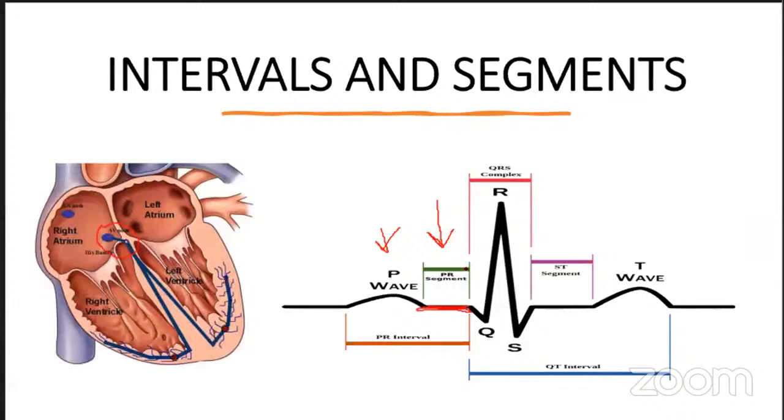And after that, we said we're going to have our QRS complex when the impulse goes from the AV node into the ventricles. And we said the QRS complex represents ventricular depolarization or ventricular contraction. And then we talked about the ST segment. You can see the ST segment starts at the end of the S wave to the beginning of the T wave. So that's our ST segment right there. And we said it represents the time between depolarization and repolarization of the ventricles.